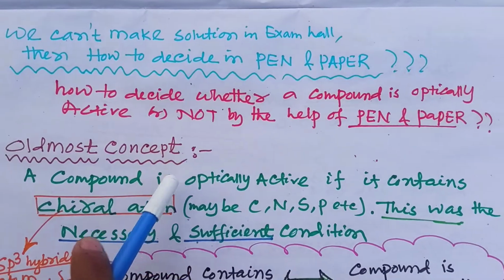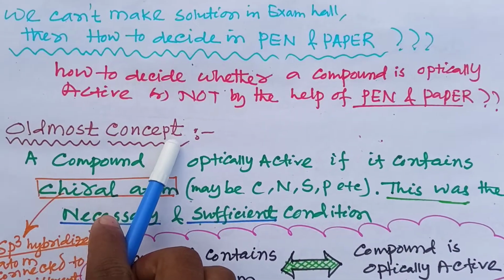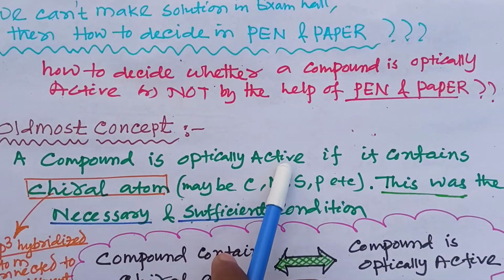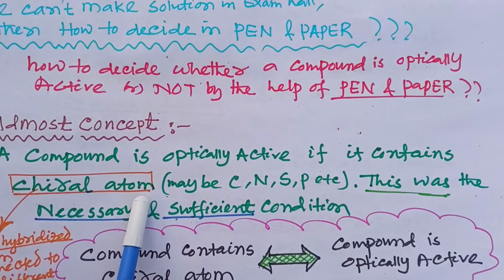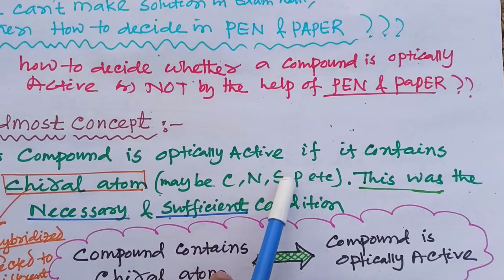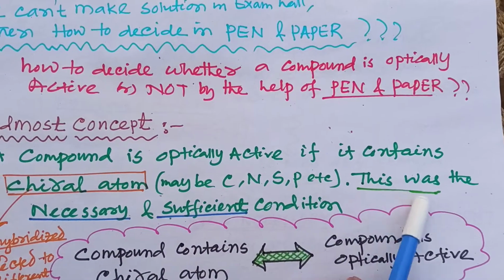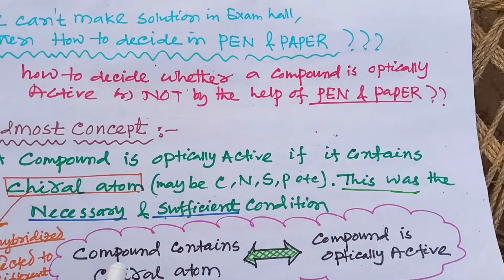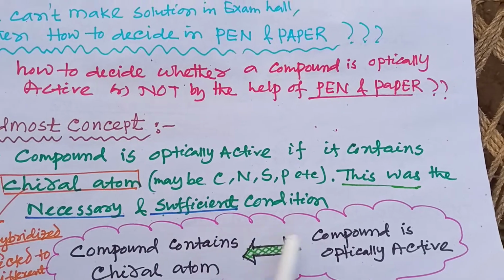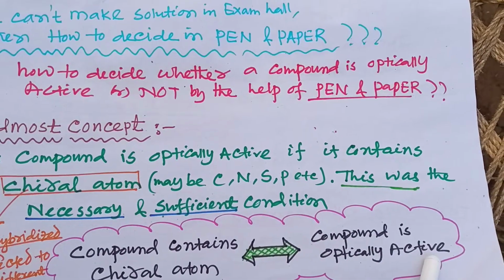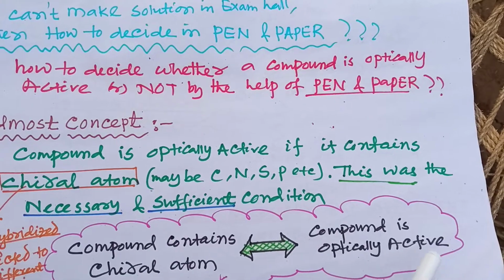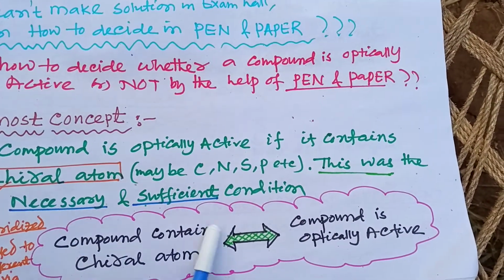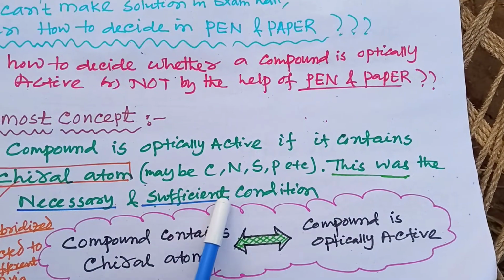Let's see it. The old concept of optical activity was something like this. A compound is optically active if it contains a chiral atom. The chiral atom may be carbon, nitrogen, sulfur or phosphorus, etc. This was the necessary and sufficient condition. That means if the compound contains a chiral atom, the compound is optically active, or if the compound is optically active, then it should contain a chiral atom.